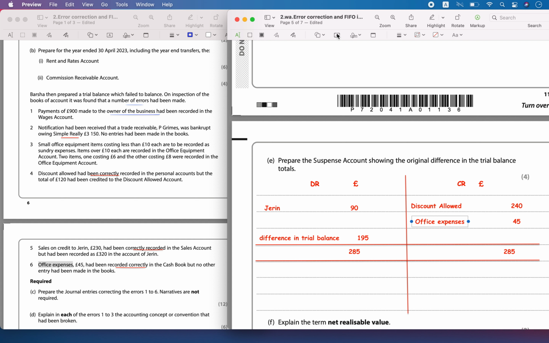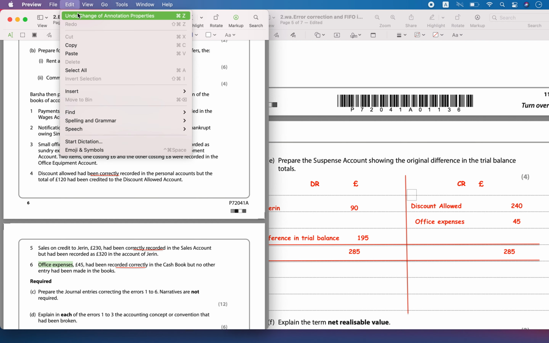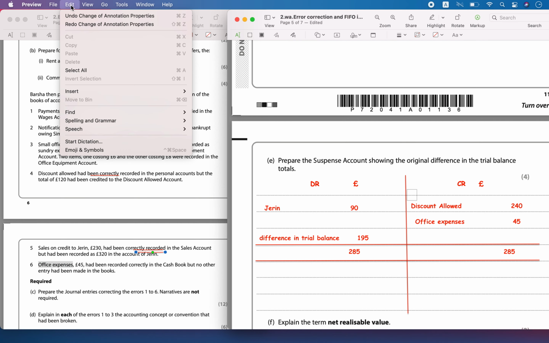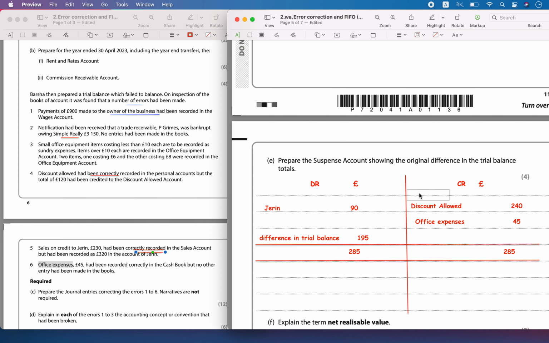Then this is the suspense account, and you have to include the dates. This is 30th April 2023, and this is a closing account. So the suspense account is a closing account, you don't have to do anything. You underline the 285 with double lines, and leave it. Just include the dates also, 30th April 2023.